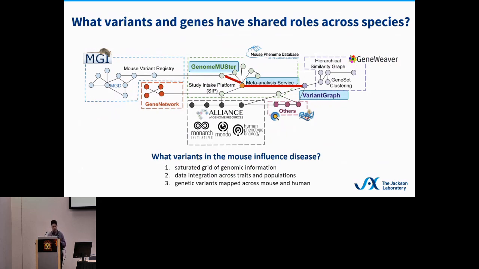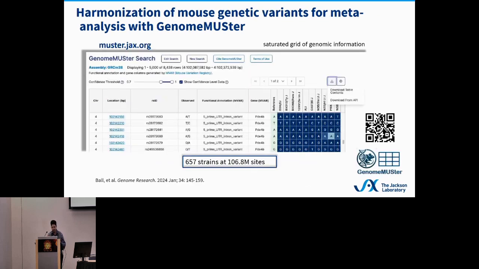So in order to answer this question, we need to know what variants in the mouse influence disease, right? Before we can get to where it's shared across species. And so for that, we've built out these data resources and these analytical services. We're going to need a saturated grid of genomic information in the mouse. We're going to need data integration across mouse traits and across mouse populations. And then we're going to need to be able to map this information across both mouse and humans.